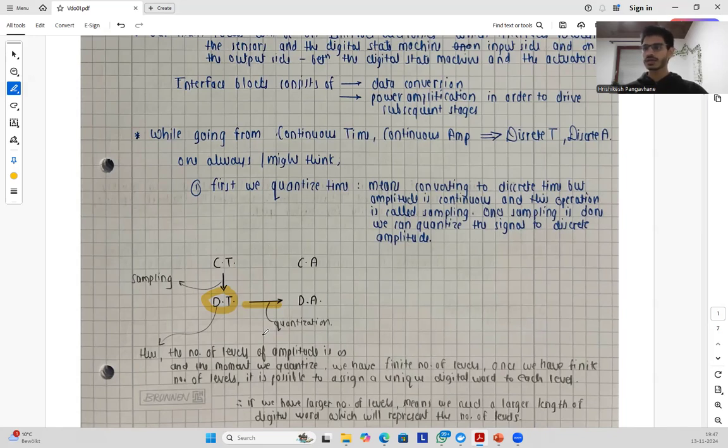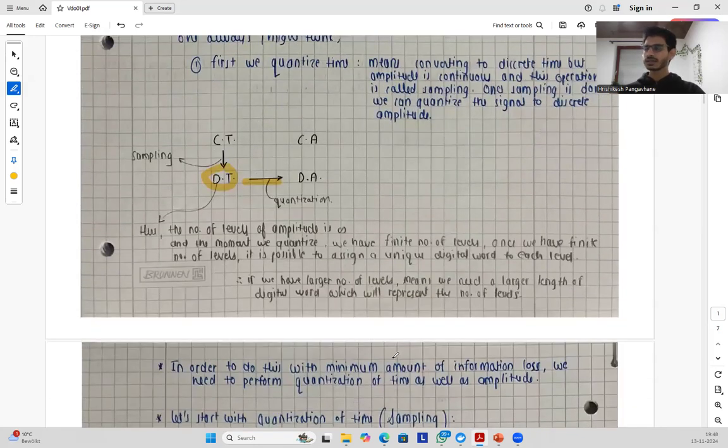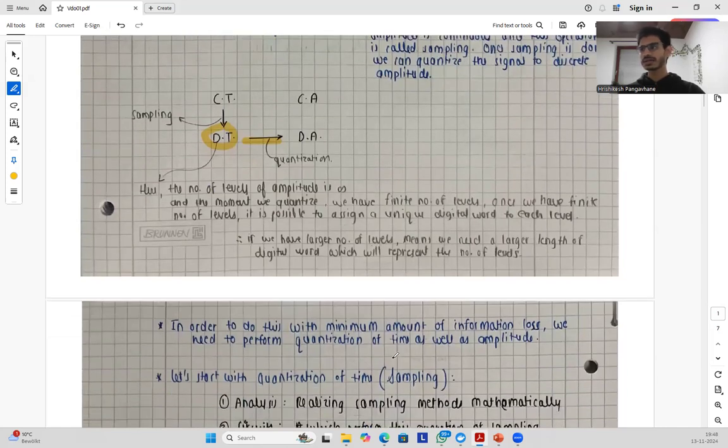And based on that resolution, we can increase the number of levels. So while quantizing amplitude, if we have a larger number of levels, we need a larger length of digital word, which is in ones or zeros, which will represent the number of levels. For example, if we have 10 levels, to represent them we need more bits, but if we have only 4 levels, we will require fewer bits in a digital system. So that's all about digital discretization.